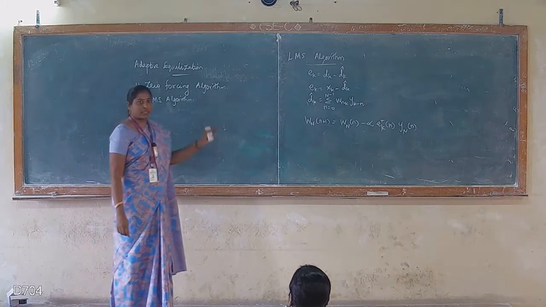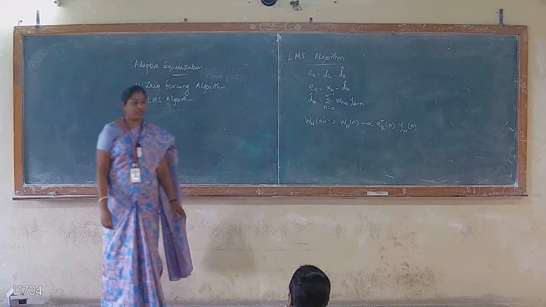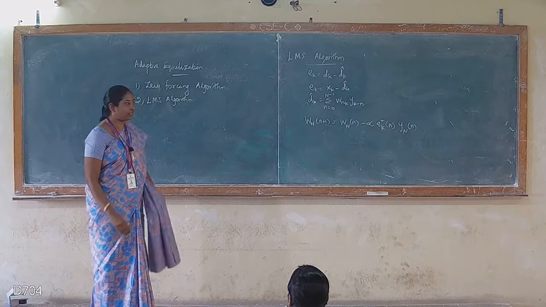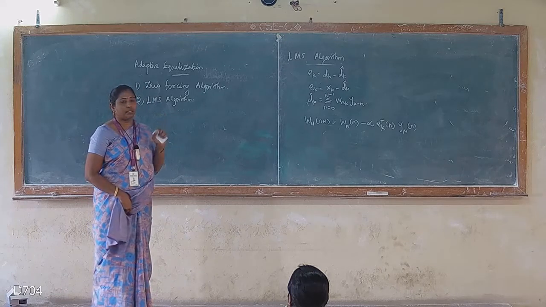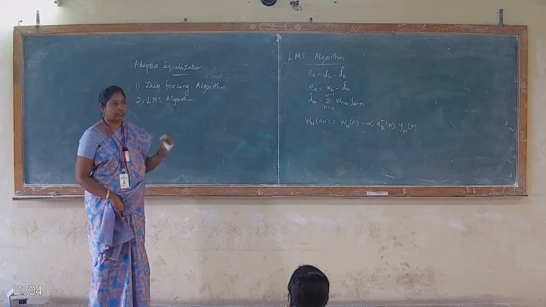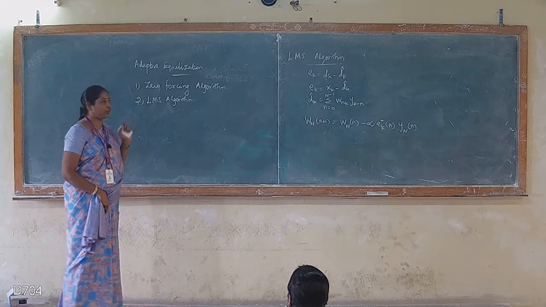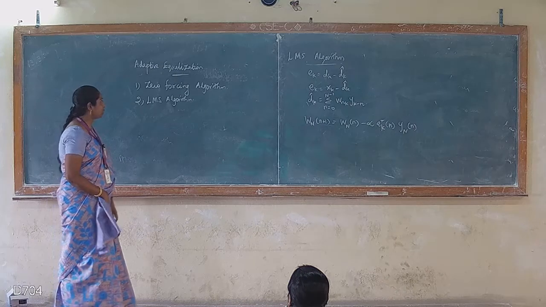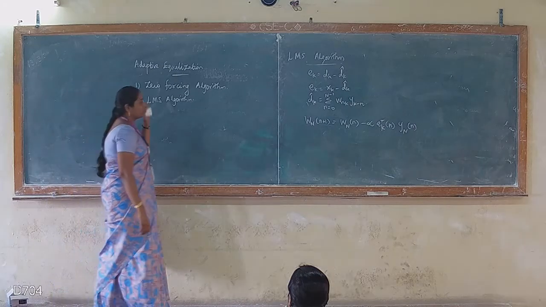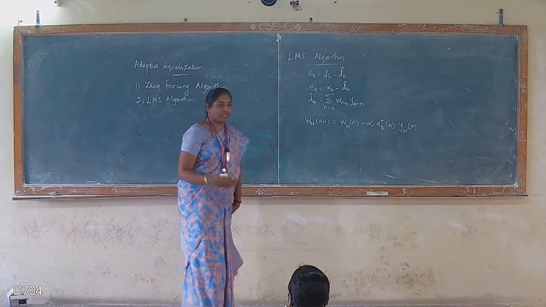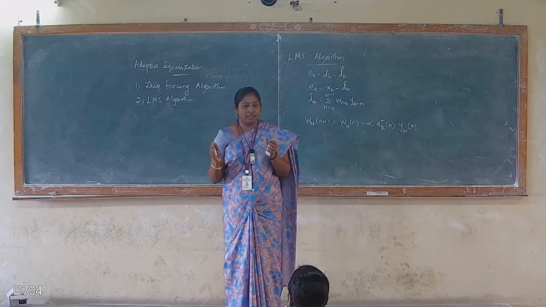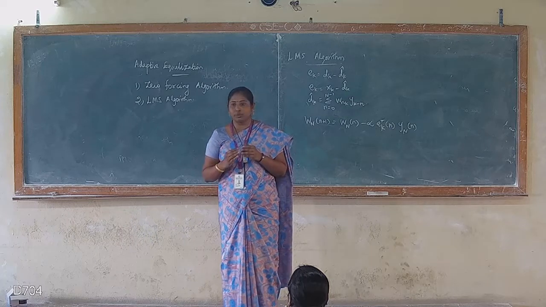So what do you mean by zero forcing algorithm? In an adaptive equalizer, the coefficients should be varied based on the channel characteristics. So we are choosing the coefficients in such a way that zero ISI is produced by the equalizer. That is the main aim of the zero forcing equalizer. Here we are increasing the number of coefficients, so the equalizer length becomes infinite and it will produce zero ISI.